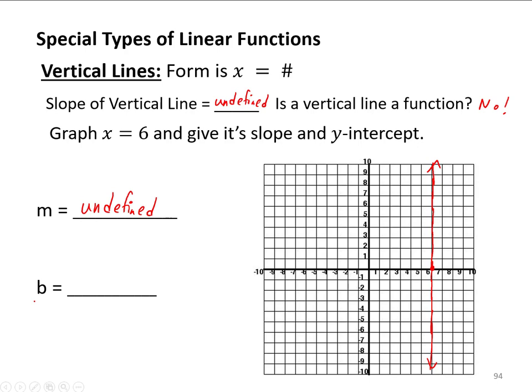We also want to know the y-intercept. Well, if you notice, it's a vertical line that crosses 6, 0, so that will actually not cross the y-axis. So b is also undefined. Sometimes we actually write this as not applicable in this case, or that it's undefined, something like that.